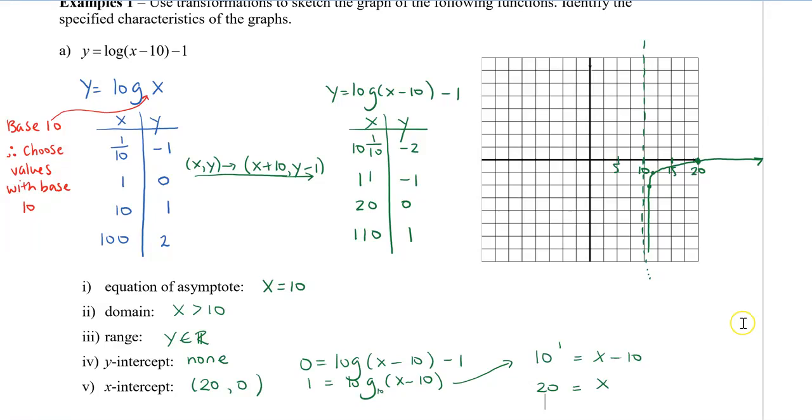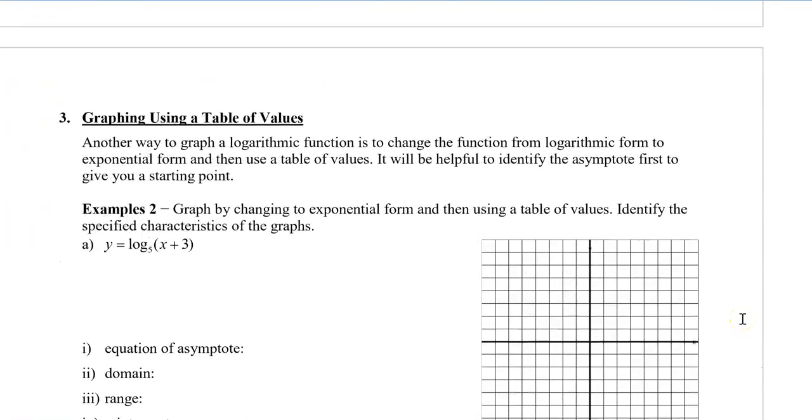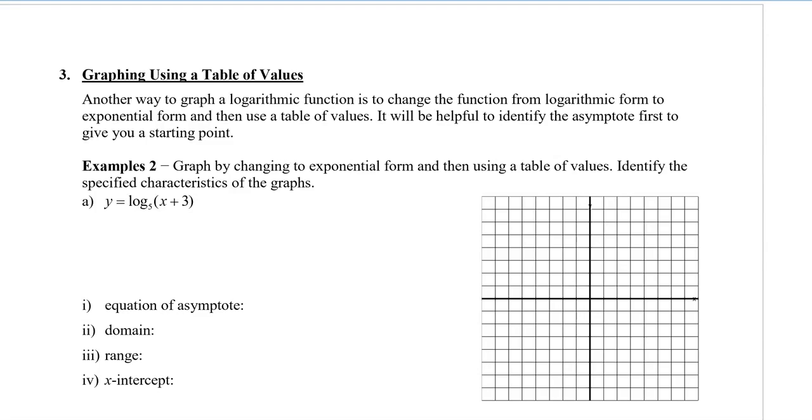All right, so the second part here is I'm going to show you how to graph using a table of values as opposed to transforming, because I think that's also very valuable. So it's going to help to identify the asymptote first, and that will give you a starting point. So we're going to graph this log by changing it to exponential form and then using a table of values, and then we're going to identify these characteristics. So first, let's rewrite this in exponential form. So this will be x plus 3, which is our answer, is equal to 5 to the power of y. So x is equal to 5 to the power of y minus 3.